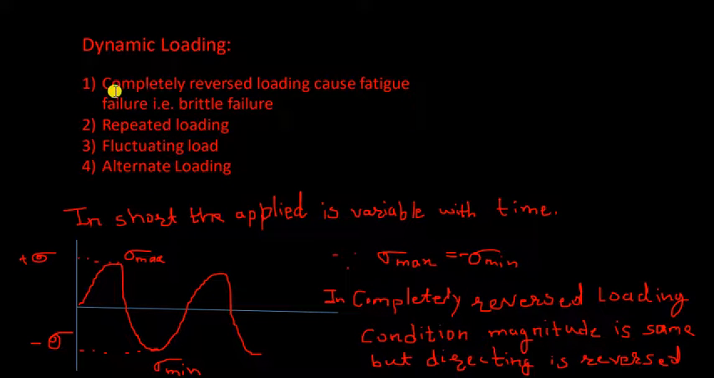First, let us discuss the first type, which is completely reversed loading, in which, in this graph, you can see the maximum stress and the minimum stress have different signs. That means if the maximum stress is tensile, simultaneously the minimum stress will be compressive. Let us say it is a machine component or shaft like this.